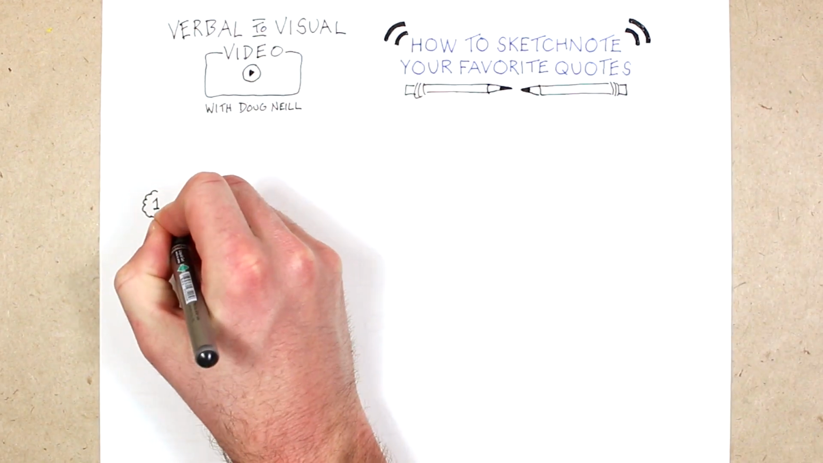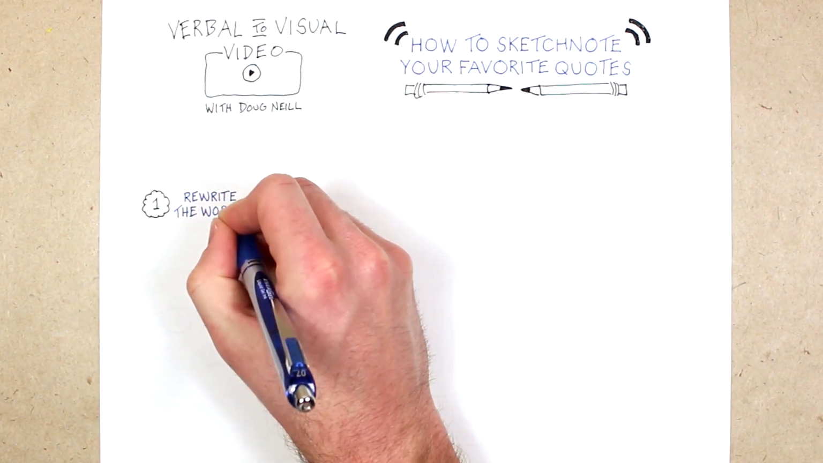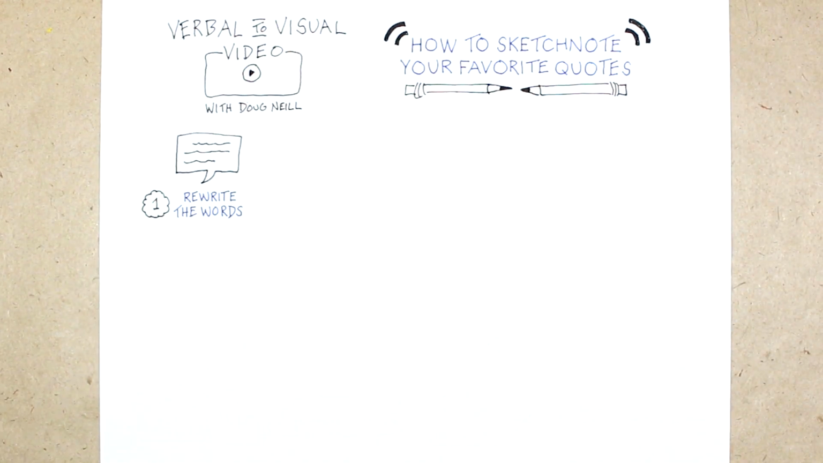The first step is simply to rewrite the words of the quote itself. Sometimes we rush into the image part before we've had a chance to really take in the words. So that's why I'm encouraging you to first rewrite the words. That is an easy and non-stressful way to get started with this process.